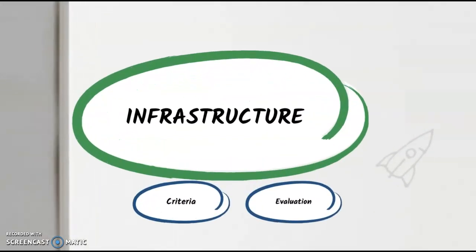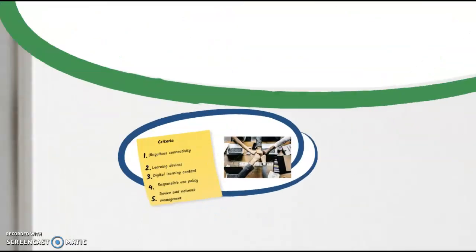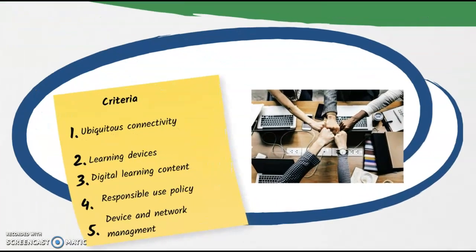Infrastructure is what makes sure students and staff will have access to the technology they need, and without it, virtual learning and education in technology could not be possible. The following criteria are what I use to help evaluate my school's current environment. First, ubiquitous connectivity, which means students and staff have access to the technology anywhere in the school and at all times. Then, learning devices. This ensures that the students have the appropriate devices available to them.